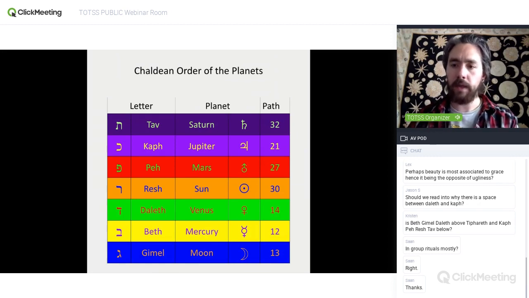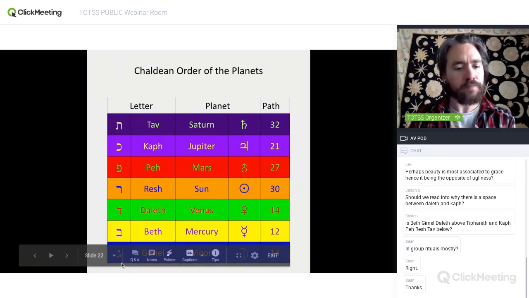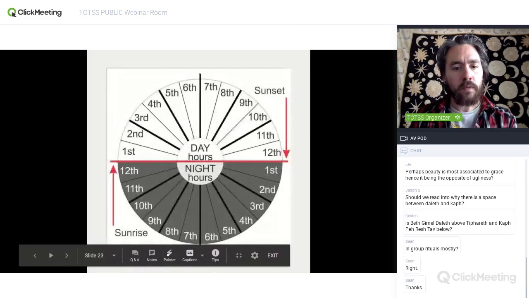Sometimes, especially in magical work, you'll see them ordered from Moon, Mercury, Venus, going upwards to Saturn. That's obviously the same order, but working in more of an ascensional model rather than a creation-based model, which is what this is. Okay, so that's the planets in the universe.